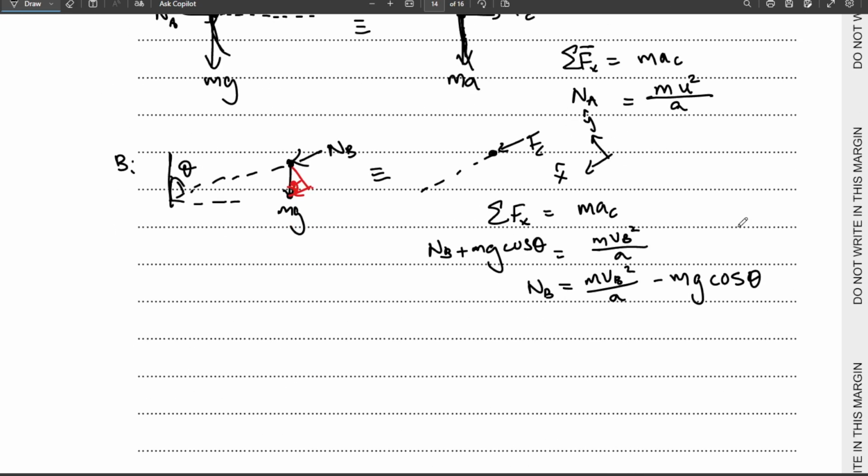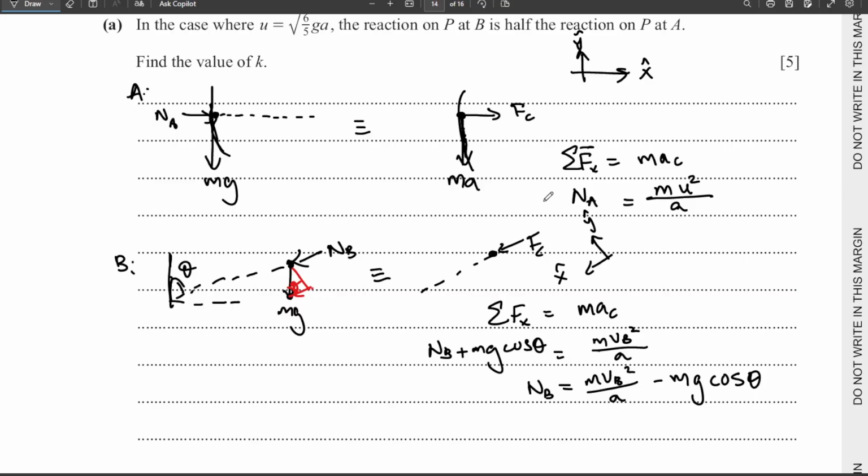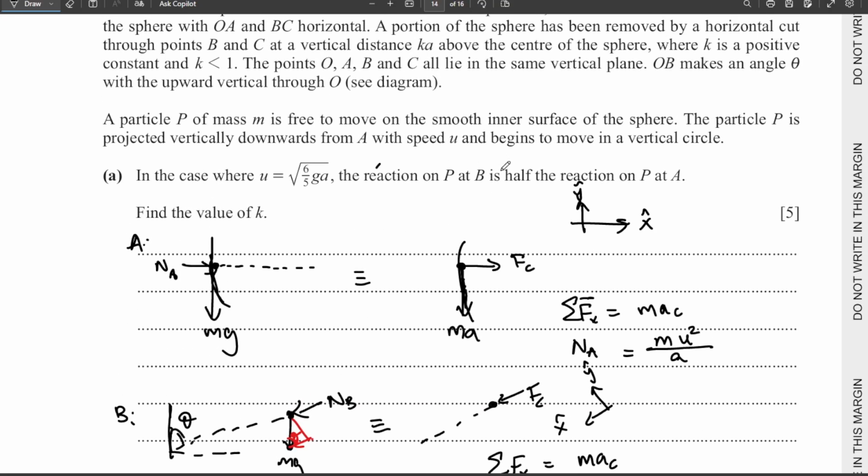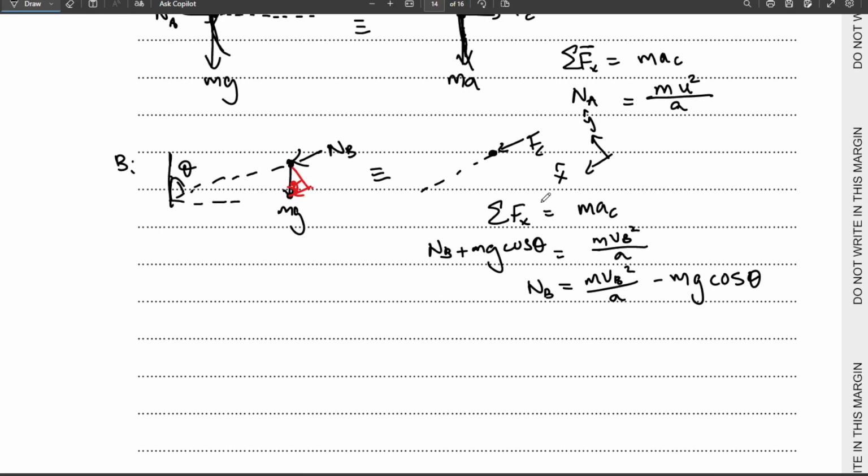Okay, so this is Newton's second law, everything. And we are also given this piece of information: the normal force at B is half of the normal force at A. So NB equals half of NA. And we can use these two and form the equation from there.